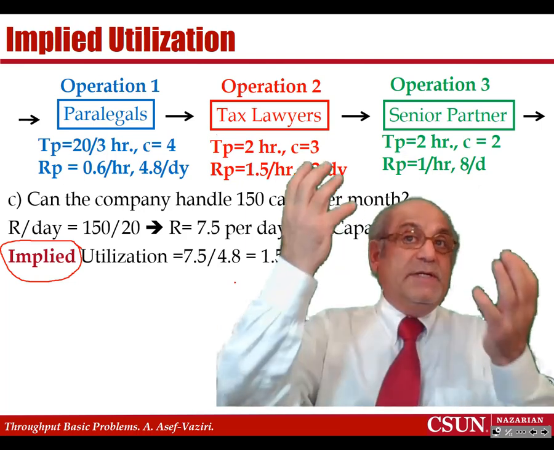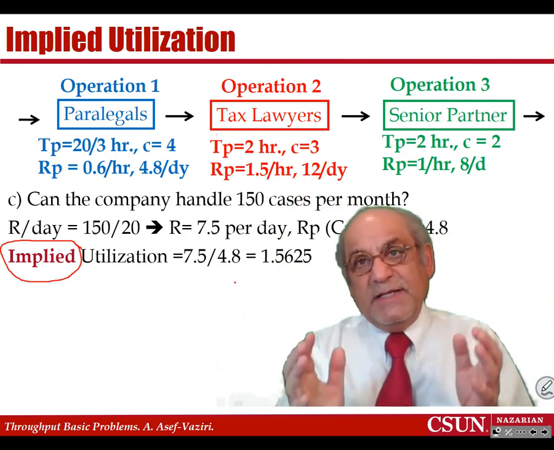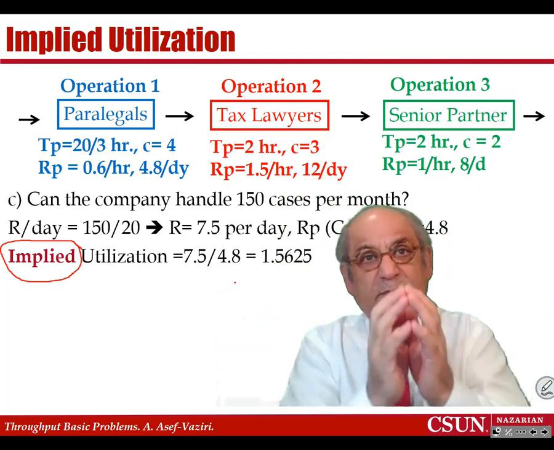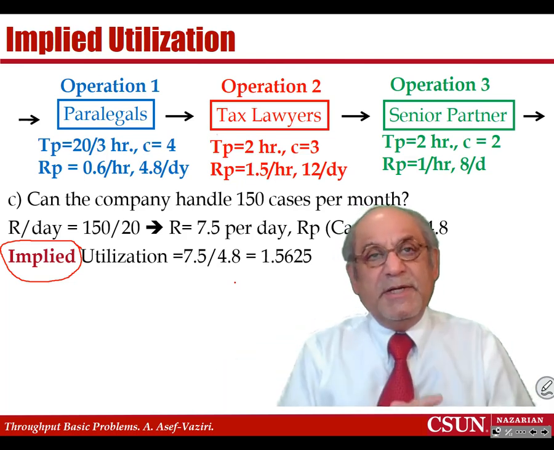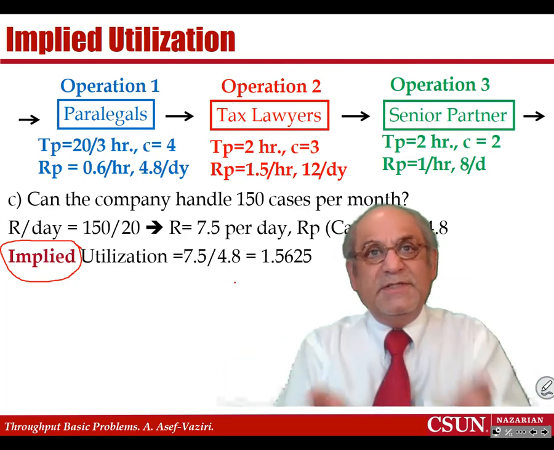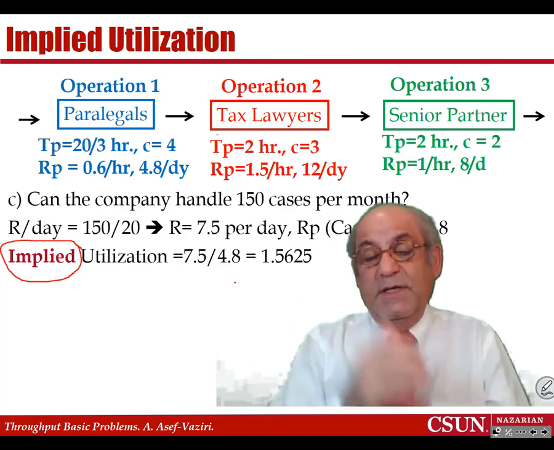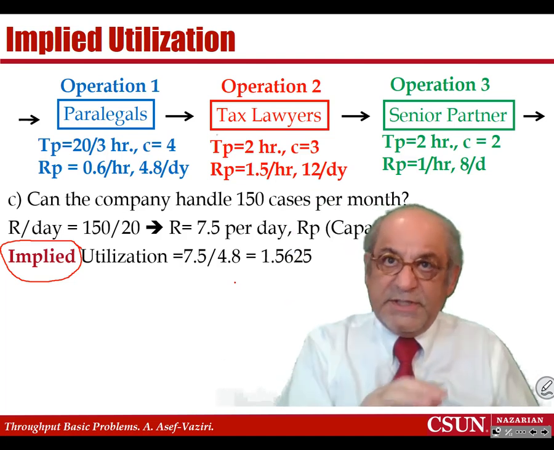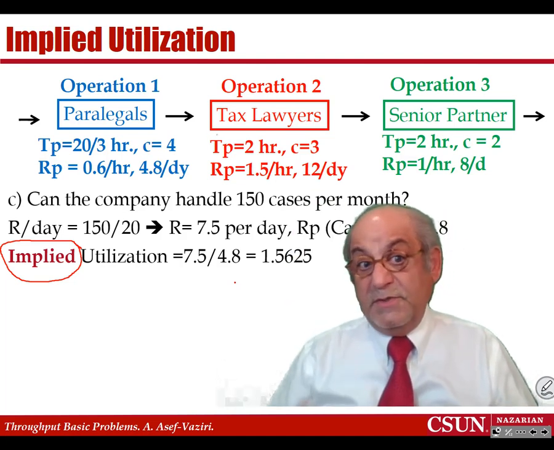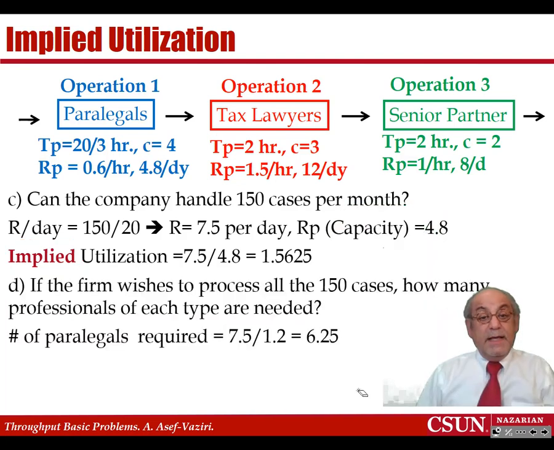Implied utilization means we need to think about ways to increase capacity. Don't forget, capacity is C, which is the number of resources, divided by TP. If you want to increase this, we either need to increase the numerator or decrease the denominator. These are the only possible ways.